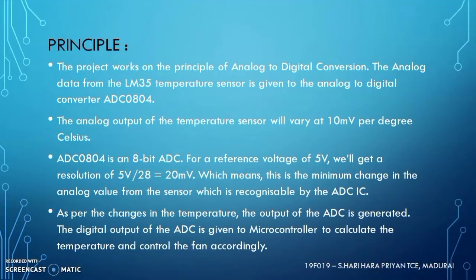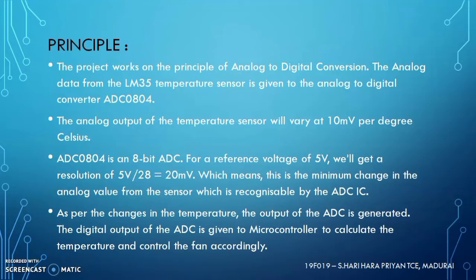And let's see the principle. The project works on the principle of analog to digital conversion. The analog data from the LM35 temperature sensor is given to the ADC 0804, which is an 8-bit microprocessor analog to digital converter. The analog output of this temperature sensor will vary at 10 millivolt per degree Celsius.